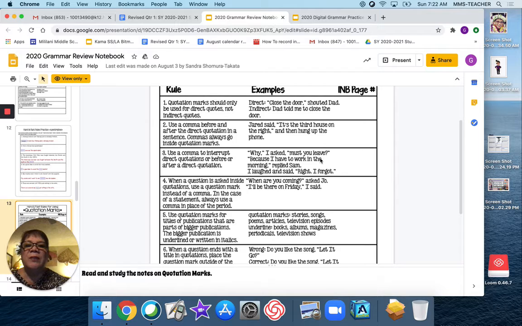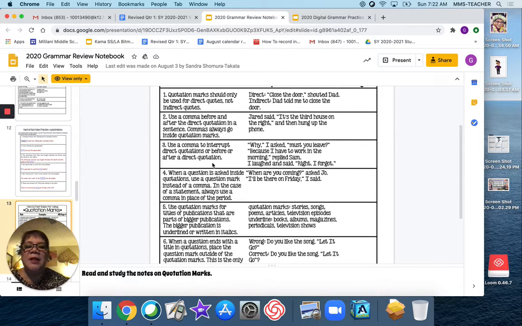Okay, let's look at rule number 3. Use a comma to interrupt direct quotations or before or after a direct quotation. So here the example it shows, quotation mark, why, comma, quotation mark, I asked, comma, quotation mark, must you leave, question mark, quotation mark. Here's another example. Because I have to work in the morning, comma, quotation mark, replied Sam, period. I laughed and said, comma, quotation mark, right, comma, I forgot, period, quotation mark.